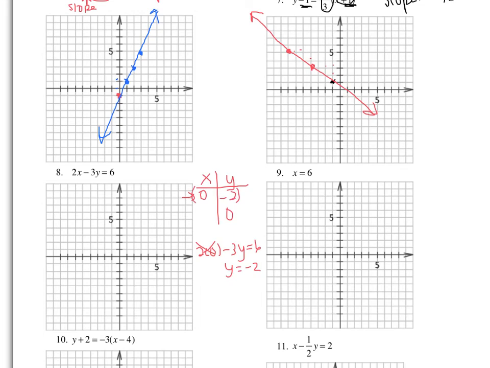So this is 1 point I can graph. This is saying substitute in 0 for y. So I have 2x subtract 3 times 0 equals 6. 3 times 0 is just 0. So I have 2x equals 6. Dividing by 2, I get x equals 3. So 3, 0 is my other point. So 0, -2 is this point right here. 3, 0 is this point right here. And then I can connect them for my line.